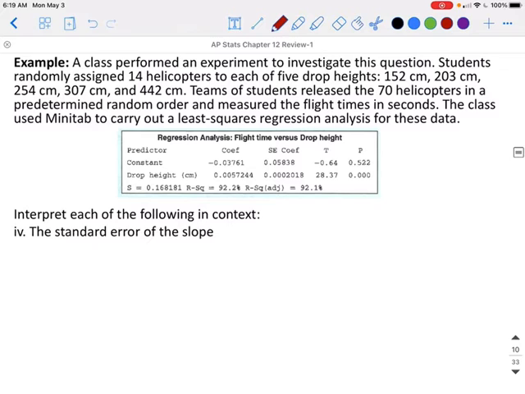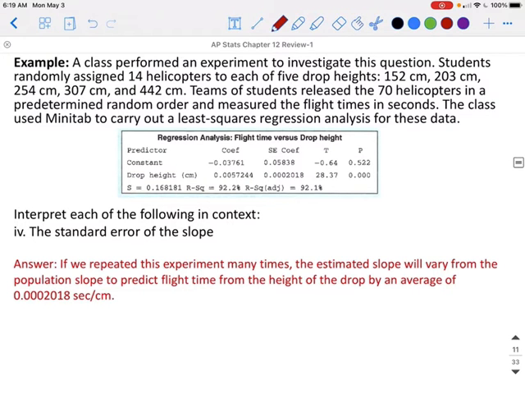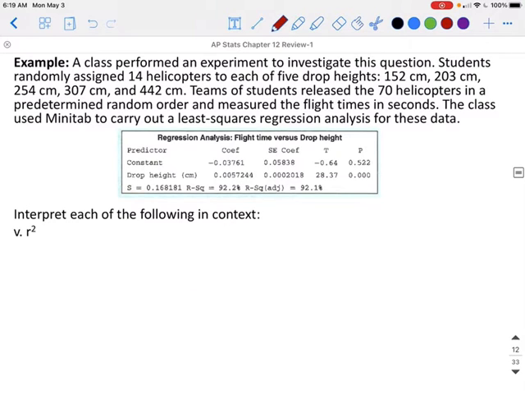Next, we're going to look at the standard error of the slope. So remember, to find the standard errors, we look at our standard error coefficient, and we are looking for the one for our slope. So that means this is our standard error of our slope, but we need to put that into context. So this tells us if we repeated this experiment many times, the estimated slope will vary from the population slope to predict the flight time from the height of the drop by an average of 0.0002018. So this is how far off our slope is for each regression line on average.